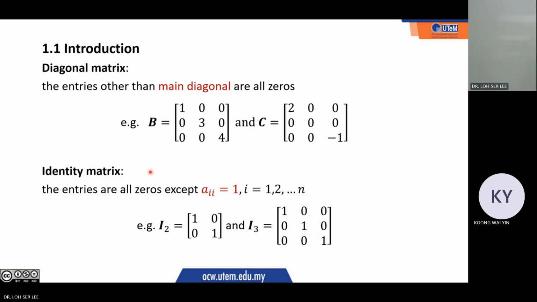Okay, identity matrix. I think all of you know what an identity matrix is. An identity matrix is a diagonal matrix where the diagonal entries are all 1. It must be a diagonal matrix, but all the diagonal entries must be 1. So this is an identity matrix. So far, any questions?